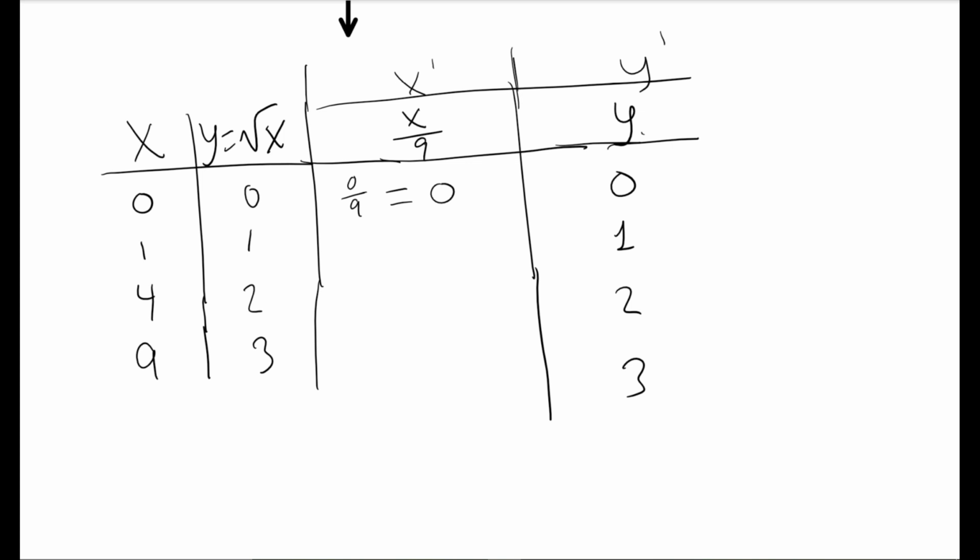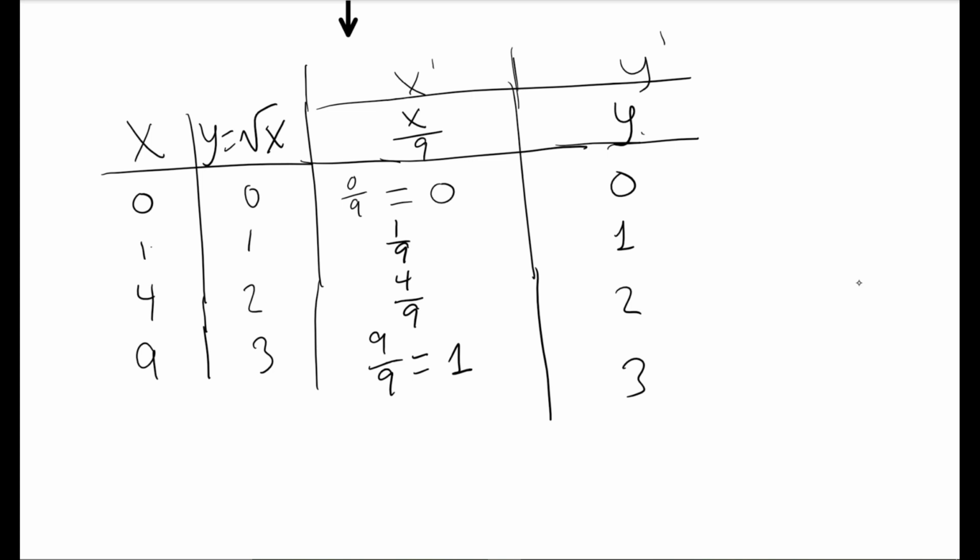These x values will change though. So we're going to take this x equals 1 and plug it in here. In that case we get 1 divided by 9, which is just going to be 1/9, right? So there's nothing that we can do there. It's just going to be a fraction. Next we're doing x equals 4, plugging that in there, which becomes 4 over 9. And then lastly, we're doing 9 divided by 9. Well, we know that 9 divided by 9 is equal to 1.